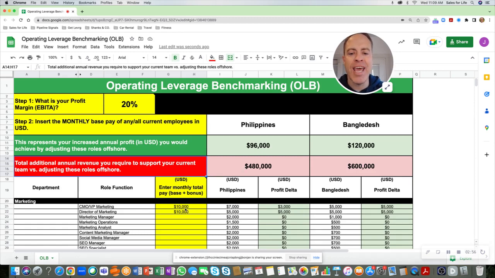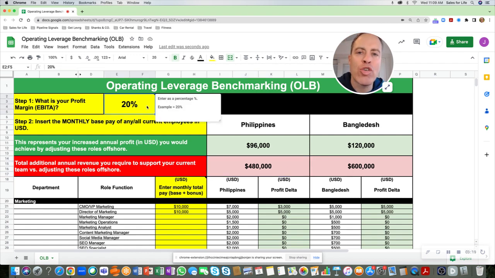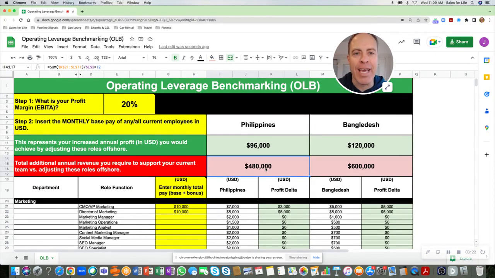What you'll notice is it's saying that if you were to move your CMO and your director of marketing role offshore for these prices in either the Philippines or Bangladesh, what you're having to do right now by keeping that talent onshore is you need to do an extra $480,000 a year in revenue to generate that 20% profit that you're seeking. So that means you need to do almost $500,000 more in revenue just to justify the pay of your existing CMO and your director of marketing against the opportunity cost of moving that offshore.